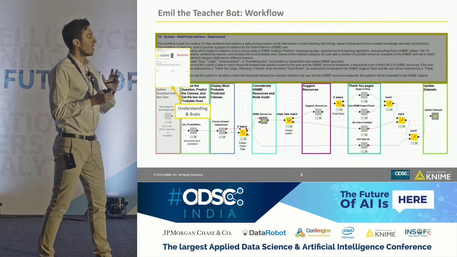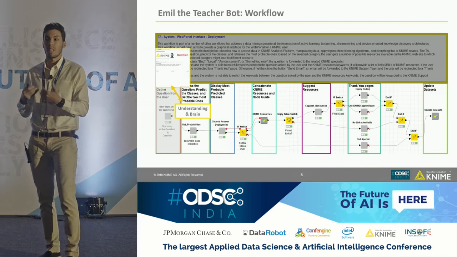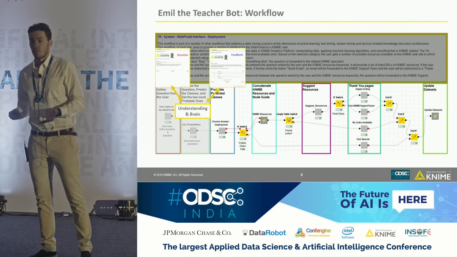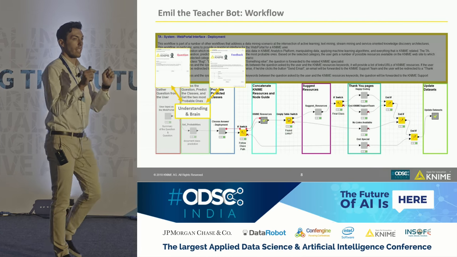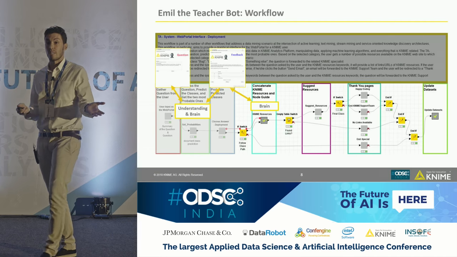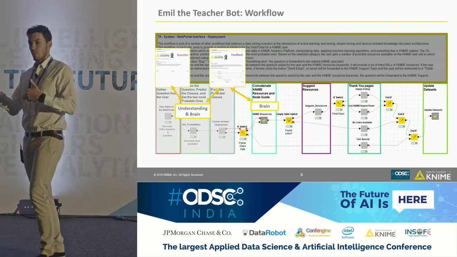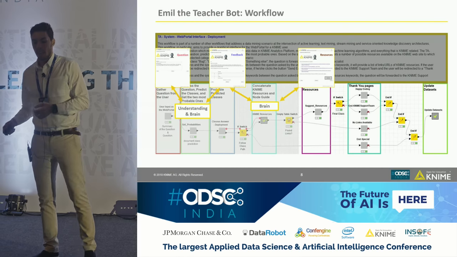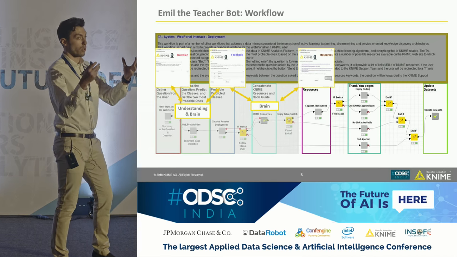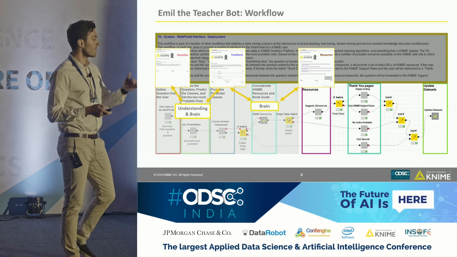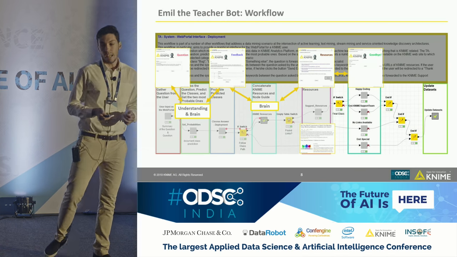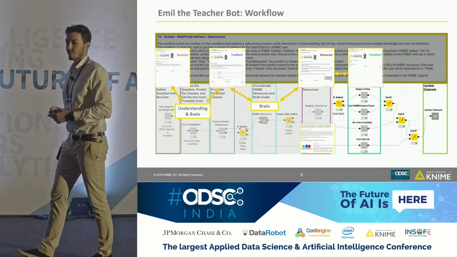Then we have a part that is related to the understanding and the brain. Then we have a second red meta node where we ask the user to select the category that we then use to match with the resources related to that category. And this is another part of the brain of Emil. Then we have the suggest resources red meta node that shows on the web portal the links to the technical resources or technical material. And then we have a thank you page, a goodbye.